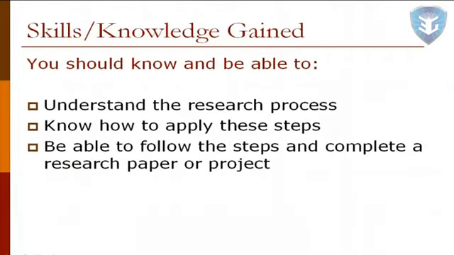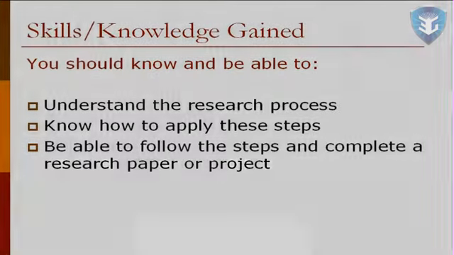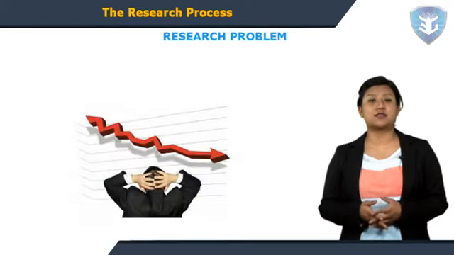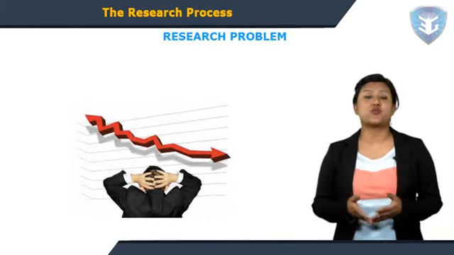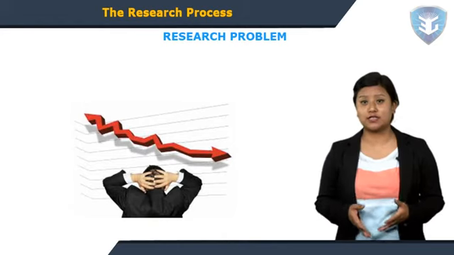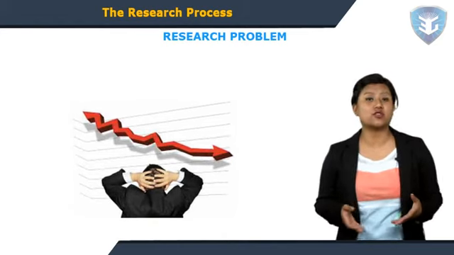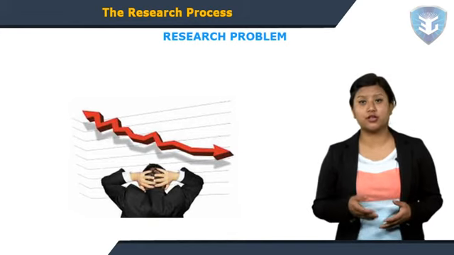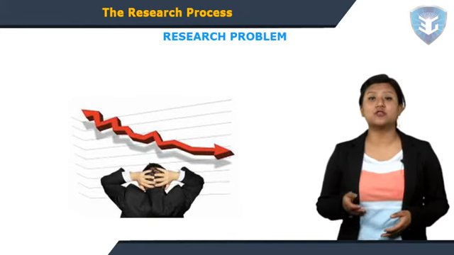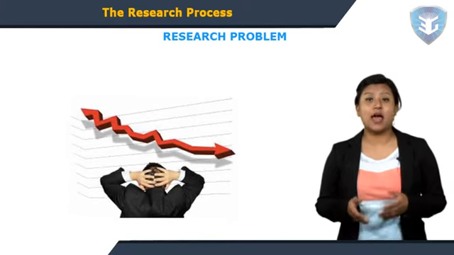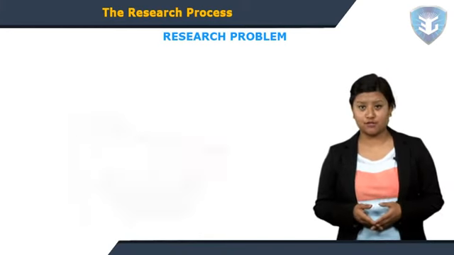What you should know at this point and be able to do is to understand the research process, know how to apply the steps, and be able to follow the steps and complete a research paper or project on your own. Let's now discuss the research problem. A research problem is a statement about an area of concern, a condition to be improved, a difficulty to be eliminated, or a troubling question that exists in scholarly literature, in theory, or in practice that points to the need for meaningful understanding and deliberate investigation.